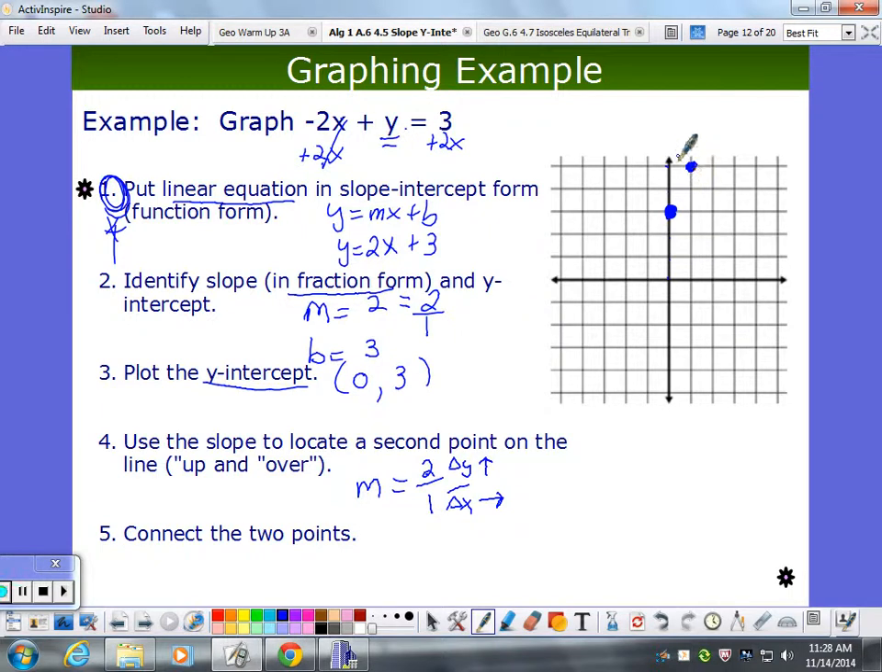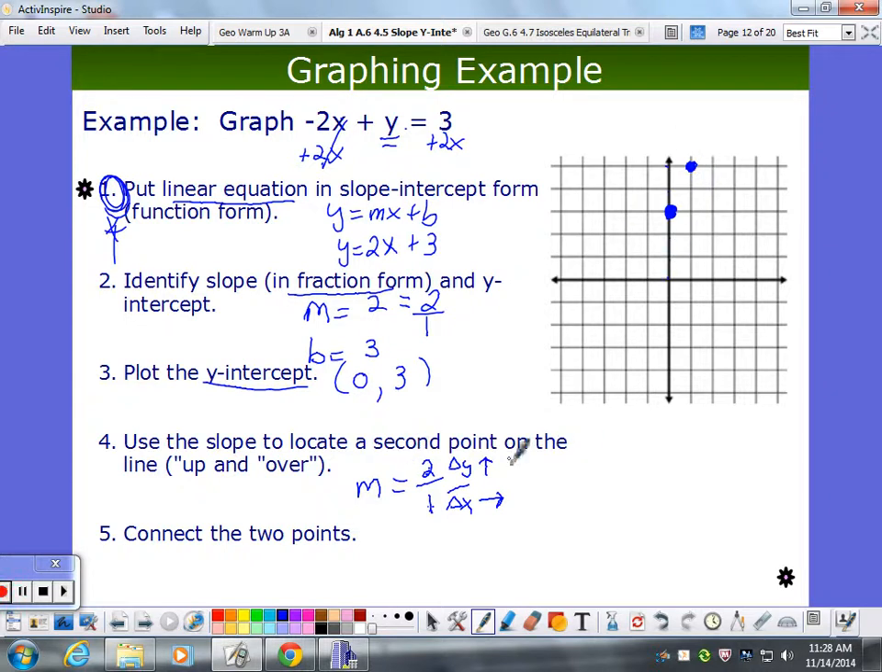Who's with me? Right? Now you say 2 over 1 means the change in y over the change in x is you go up 2 and then you go right 1. Now if I keep doing that from this point, that's also going to trim off the graph. I've got stuff down here.